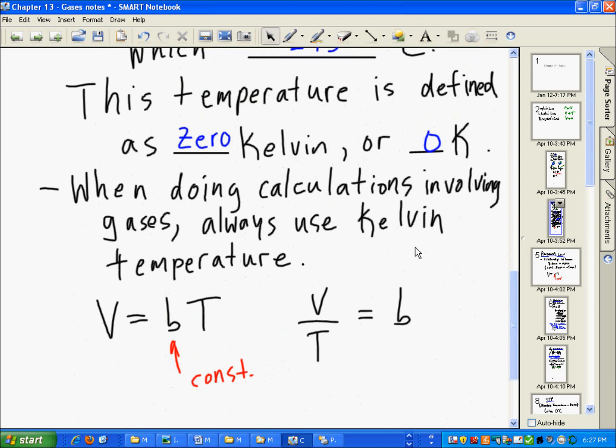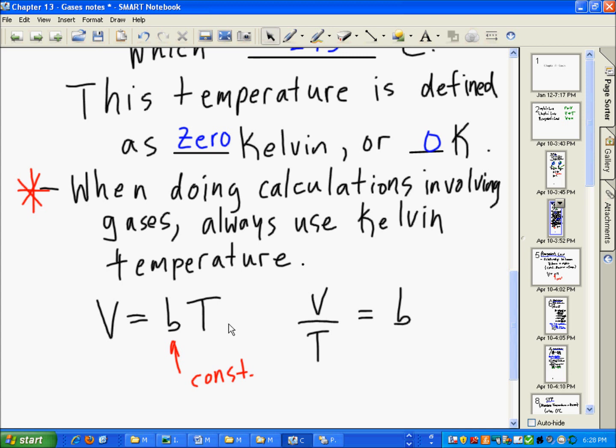This is very important when you're doing calculations involving gases, which you're going to be doing a lot of in this chapter. Always use Kelvin temperature. If the temperature is given in degrees Celsius, you have to convert to kelvins. That means adding 273 to the temperature. So if you're given a temperature in Celsius, add 273 to convert to kelvins.